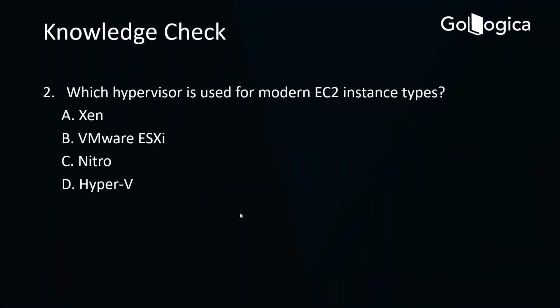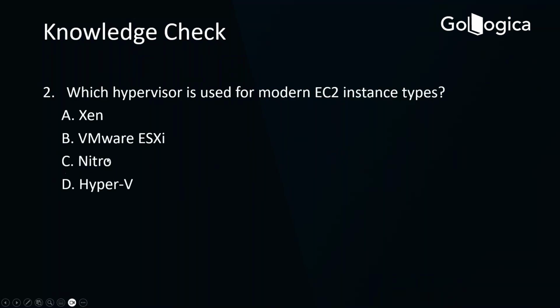Okay, second one. Which hypervisor is used for modern EC2 instance types? I know we talked about Xen and Nitro, but definitely it's not Hyper-V and it's not KVM. You talked earlier about it. I think it's Xen. I can't remember, is it Nitro or Xen? AWS uses both, but for modern EC2 instance types, it is Nitro.